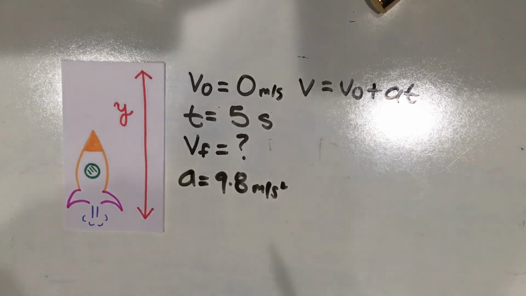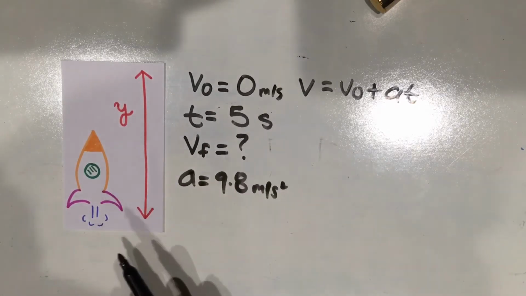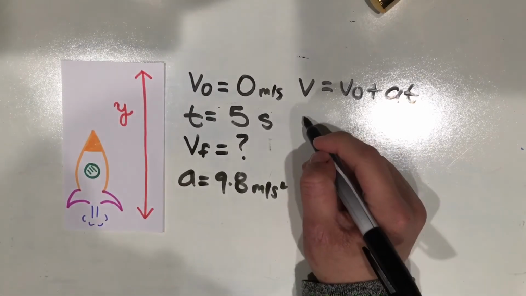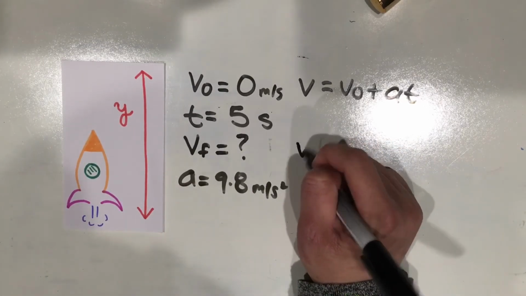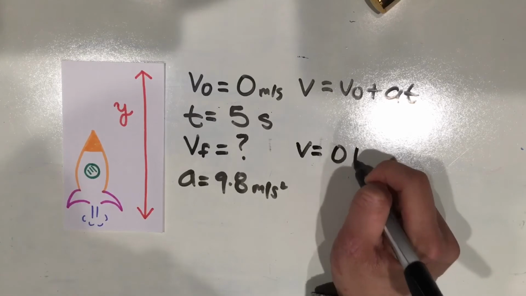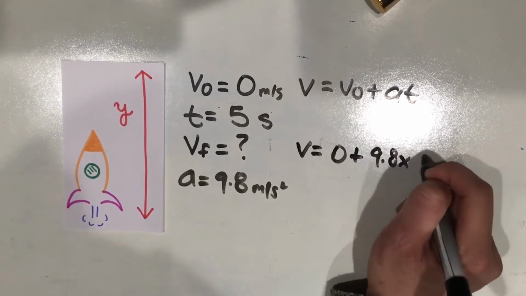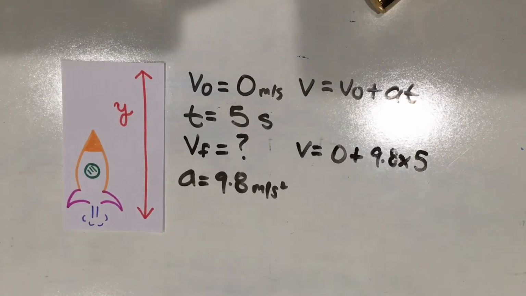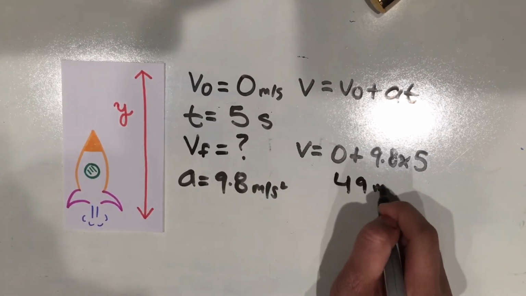Okay, so now all we have to do is simply plug these in to find what the final velocity of the rocket is while it's in the air. So we're just going to plug in v is equal to 0 plus 9.8 times 5. So this would be the velocity of the rocket as it is 5 seconds into the air. So this is actually before it lands. So if the rocket is in the air for 5 seconds, the velocity would be 49 meters per second.